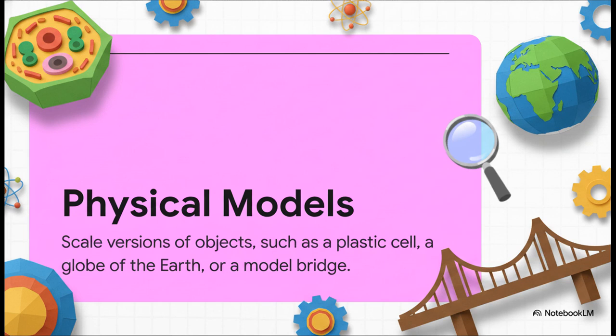First up, we've got physical models. These are your hands-on, scale versions of objects. Like a plastic model of a plant cell where kids can physically point to the chloroplasts, a globe of the Earth sitting right there on your desk, or a model bridge constructed for an engineering challenge. These are absolutely fantastic for your tactile learners who really need to touch the science to grasp it.